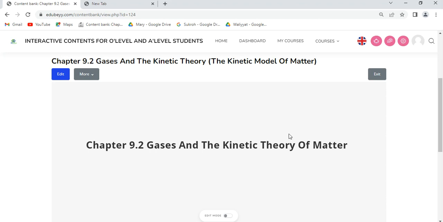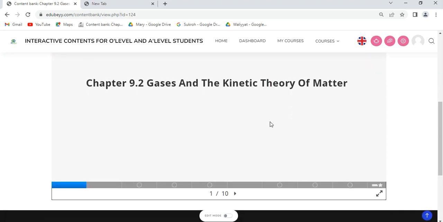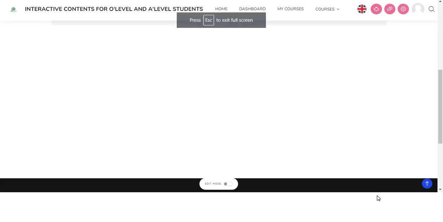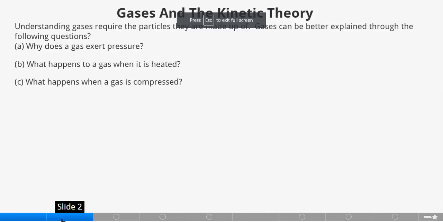Today we'll be dealing with chapter 9.2, gases and the kinetic theory. That is a subtopic under the kinetic model of matter. Let's start the topic. Gases and the kinetic theory.